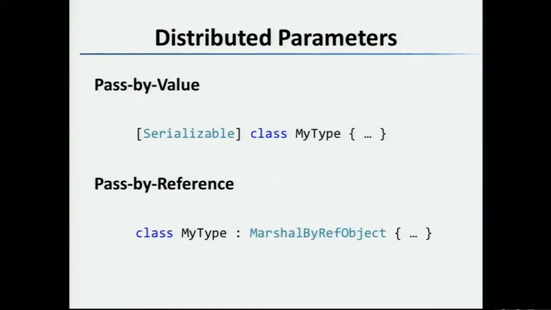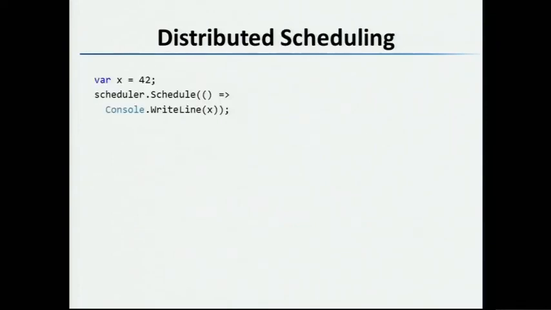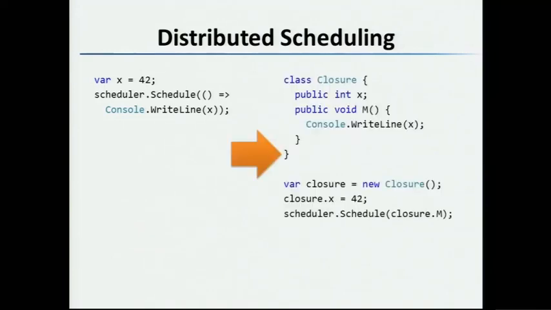All right. So there are two basic ways you can pass values in a distributed environment. You can pass by value, by marking things as serializable, and you can pass things by reference, by marking them marshal by ref. And what we want to do with the distributed scheduling here is we have X here that we're closing over. So we want to schedule maybe on this remote scheduler to write something. But how do we schedule it so that it passes X the correct way? Is it passing X by value or by reference? Is it using it as marshal by ref, or is it serializing it across the wire?